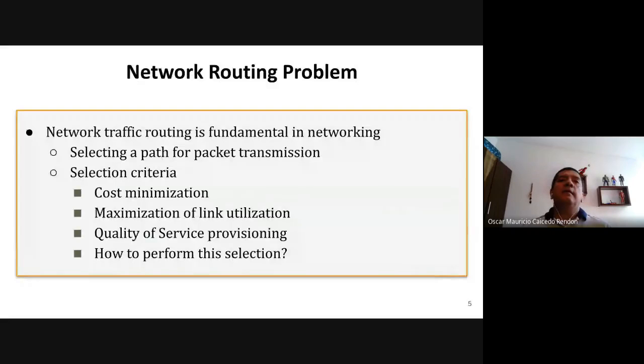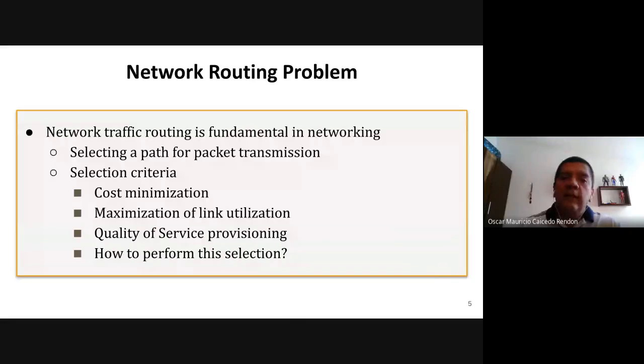Then the idea is to present the networking routing problem. Routing is a fundamental problem in the networking area. Basically, this task is to select a path for packet transmission, and selecting this path involves diverse criteria like cost minimization, maximization of utilization, quality of service provisioning. The problem here is very easy to explain: how to perform this selection in an efficient way?